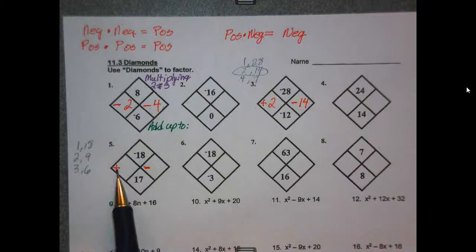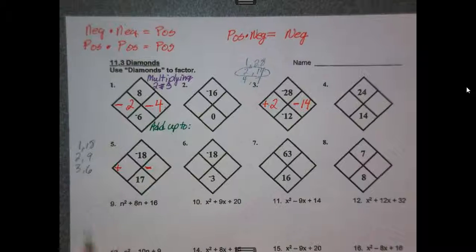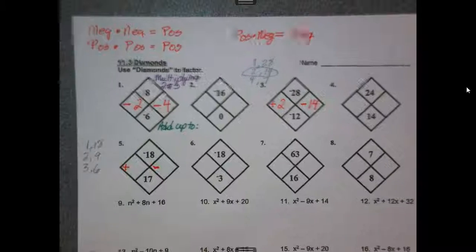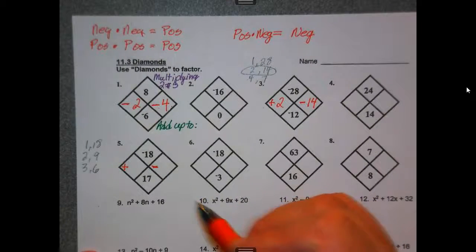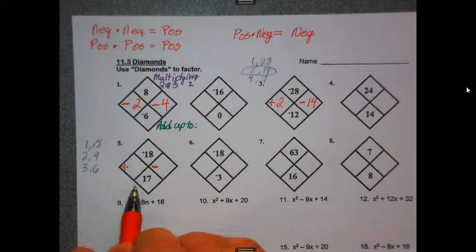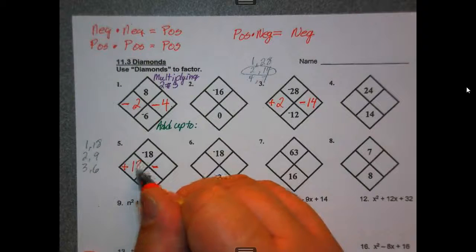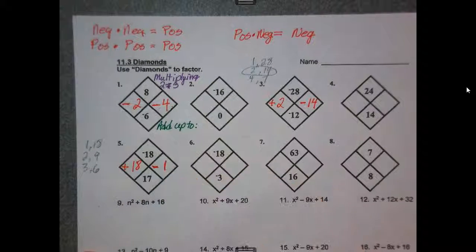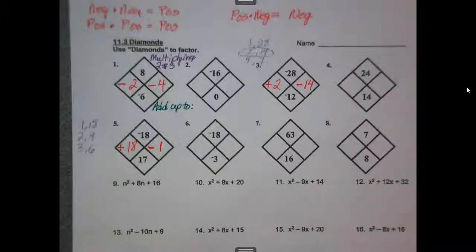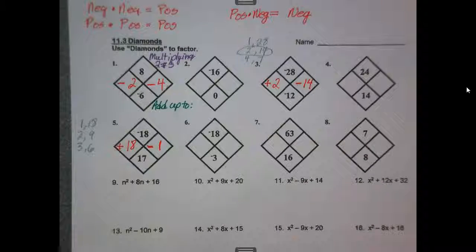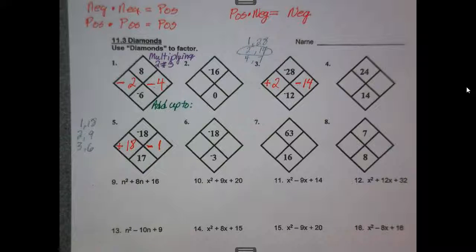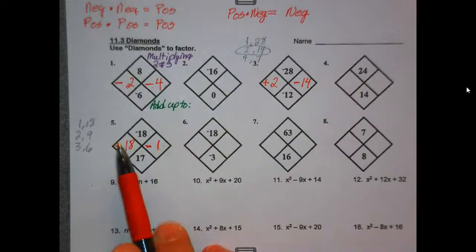Now, again, we have opposite signs, so we're going to be subtracting the numbers. Which ones? 1 and 18. Good. Which one's positive? Which one's negative? Careful, it's a positive 17. So the higher one's got to be positive. I could have put the positive 18 over here and the negative 1 there. It doesn't matter.